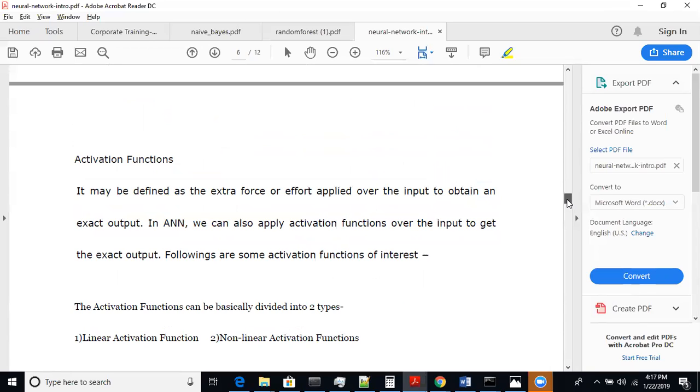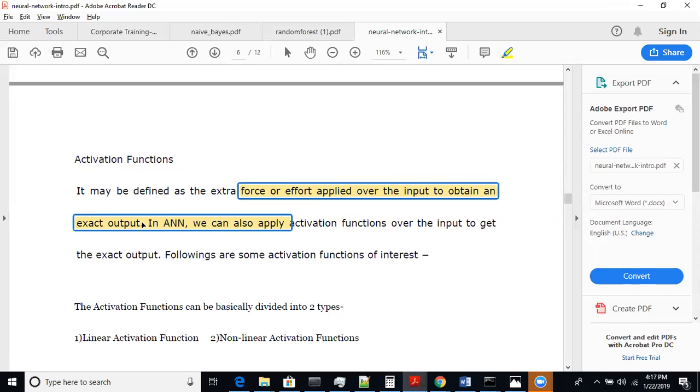So what is the activation function? This plays a vital role. It may be defined as an extra force or effort applied to the input to obtain an output. If we don't put an activation function, we are not going to learn anything. Activation function is the learning pattern. So we can apply the activation function over the input. Activation function is a learning pattern.